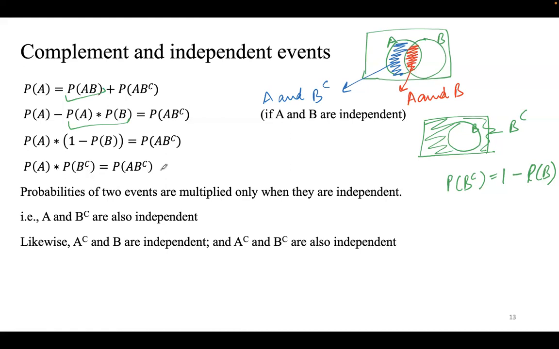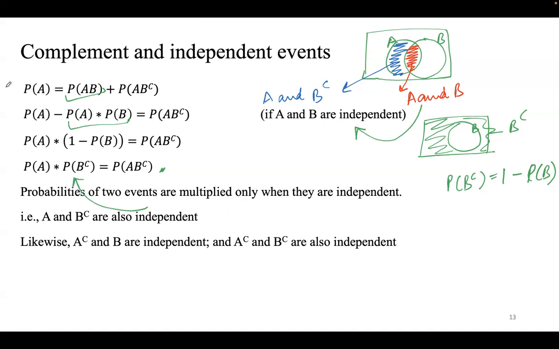And now what does this notation mean? Whenever you're talking about A and B complement, here also you're getting probability of A multiplied by probability of B complement, right? So we defined this here. A and B are independent, therefore you are multiplying. Here also you get this. This means A and B complement are also independent.